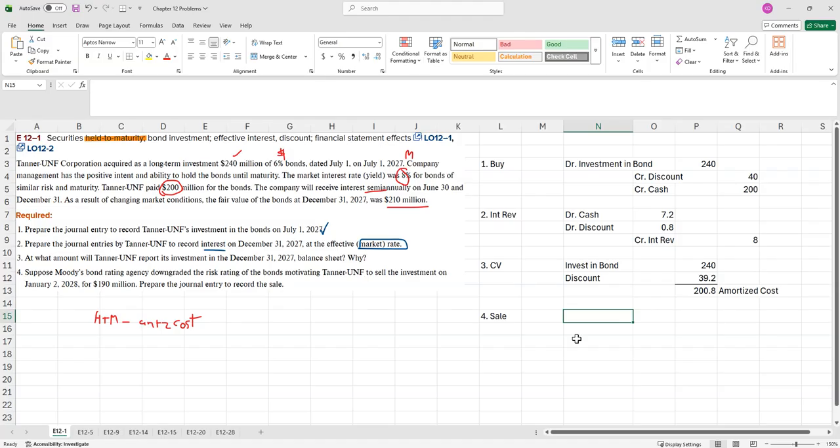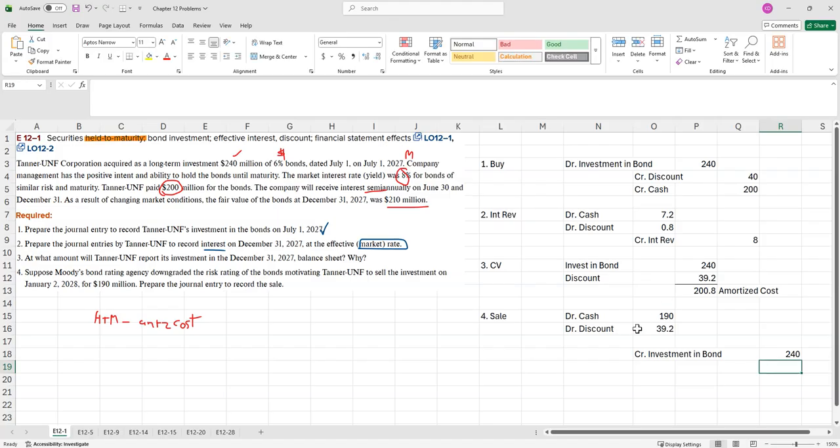Right, in this situation, you're going to do debit cash for the 190. Then what you need to do is essentially get the bond off the books. So in this situation, we're going to get rid of the remaining discount. We're going to do debit discount for 39.2, kind of where it's at right there. We're also going to get the bond off with a credit at 240.